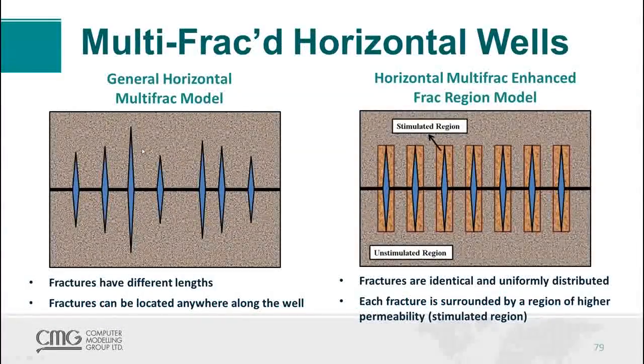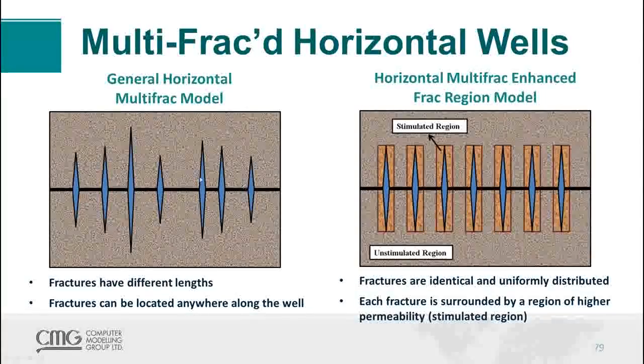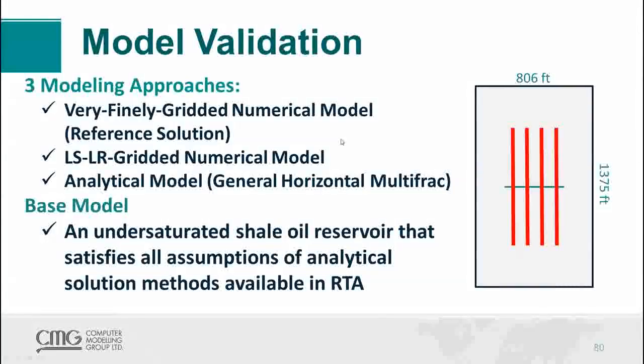So here's the picture of what the two analytical models allow you to do. You can see the general horizontal multifrac model allows you to have varying half-length fractures, whereas the horizontal multifrac enhanced region model doesn't, but it does allow you to include a region of enhanced permeability around those wells. So here's the approach we used. We wanted to, first of all, validate that we get the same answer from RTA versus numerical modeling under conditions where the model assumptions are equal to those of the analytical solution, okay?